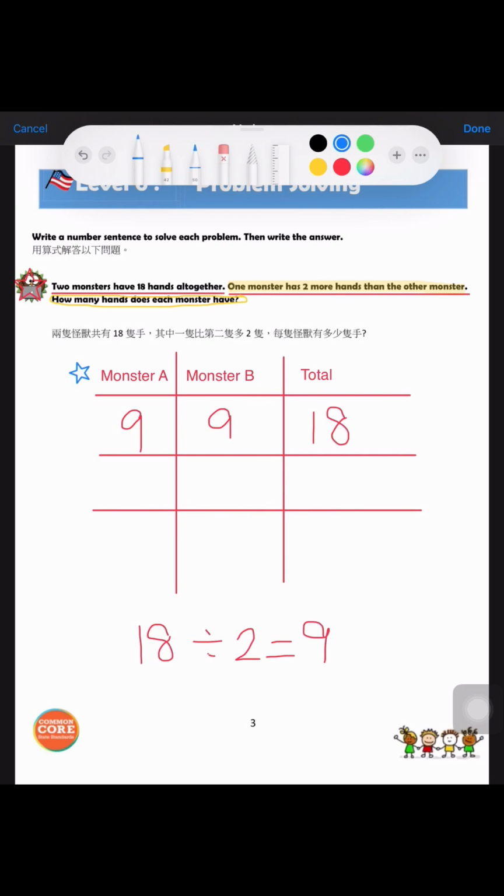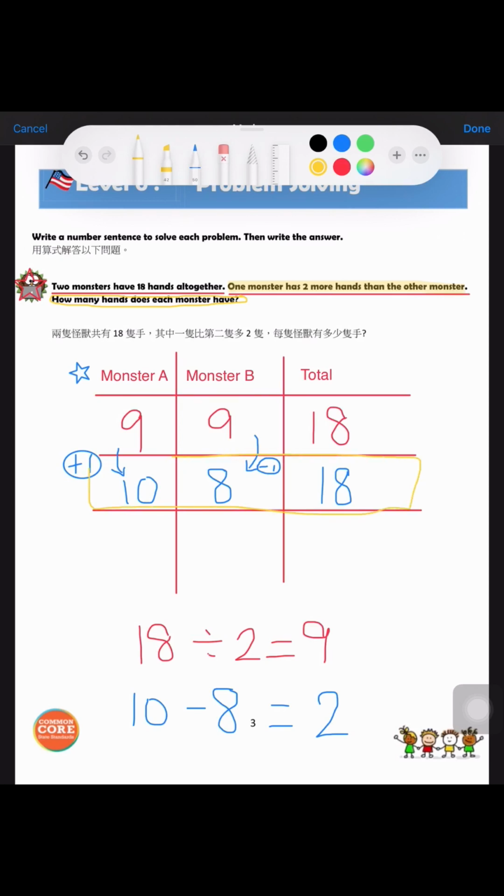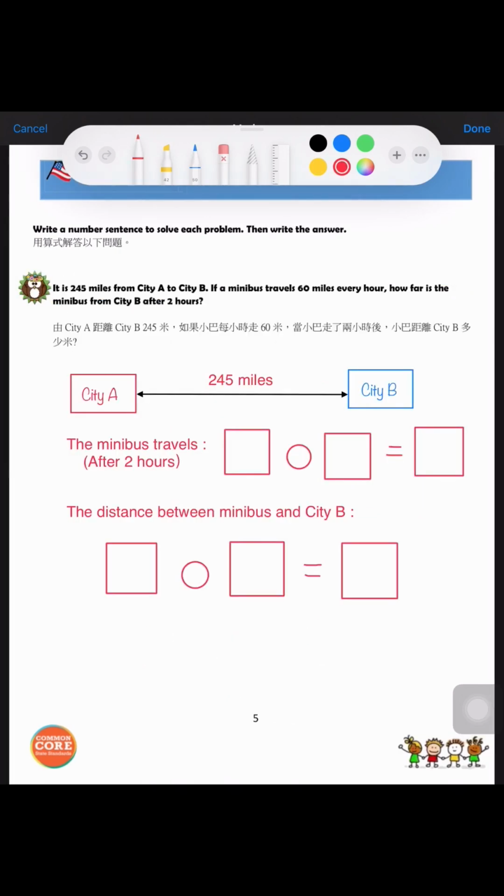Now let's say monster A is the one who has more hands. So we may try to add 1 to monster A so that it has 10 hands, and minus 1 from monster B so that it has 8 hands. Now 10 plus 8 equals to 18, and 10 minus 8 equals to 2. Therefore, one of them has 10 hands and the other has 8. Let's move on to page 5.